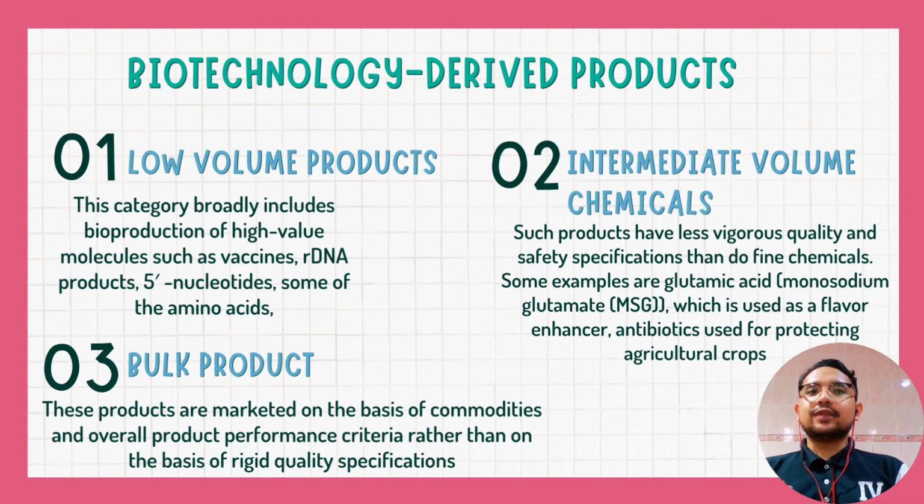Biotechnology-derived products can be divided into three categories. First, the low-volume products such as vaccines, RNA products, 5' nucleotides, and some of the amino acids. Next, the intermediate volume chemicals. Such products have less vigorous quality and safety specifications than do fine chemicals, such as MSG, which is used as a flavor enhancer. And last but not least, bulk products. These products are marketed on the basis of commodities and overall product performance criteria rather than on the basis of rigid quality specifications.